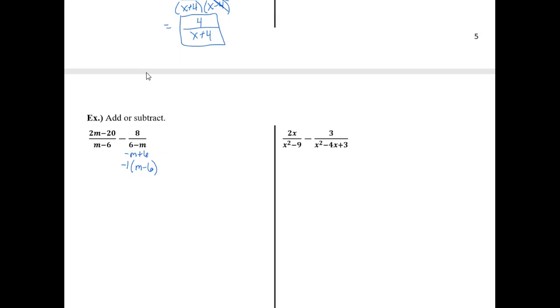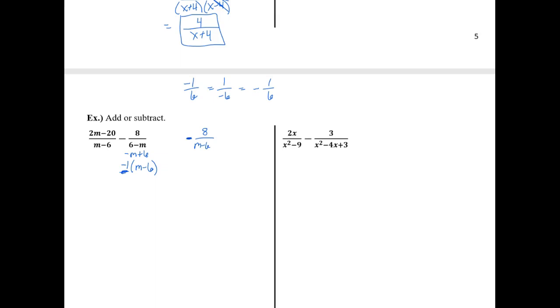Because this is a rational expression like a fraction, when I take that negative 1 out, I could rewrite this as 8 over m minus 6, and that whole thing is negative. Right? A fraction, if I put the negative in the numerator, if I put it in the denominator, if I put it out front, those are all equivalent. So all I'm doing is taking this negative 1 and pulling it out front.